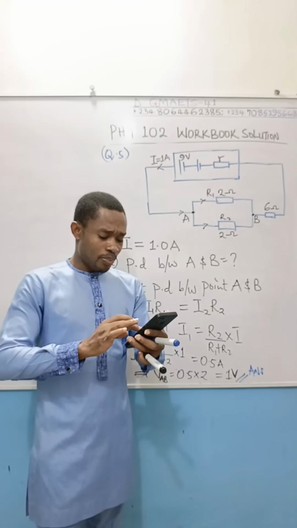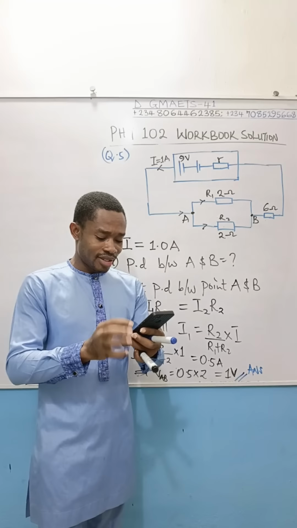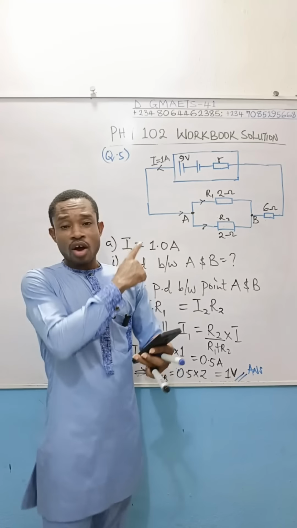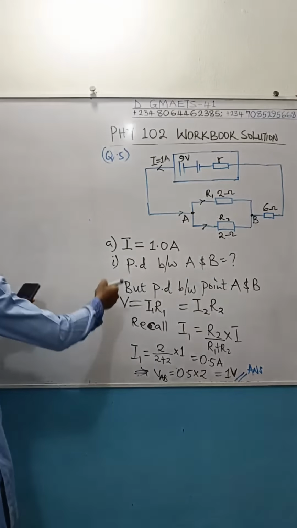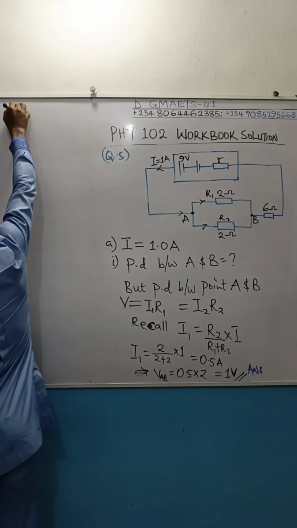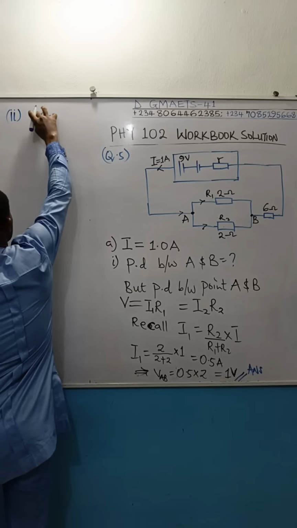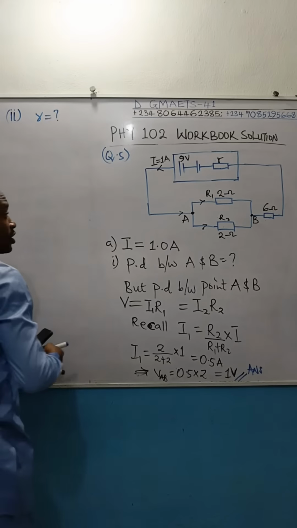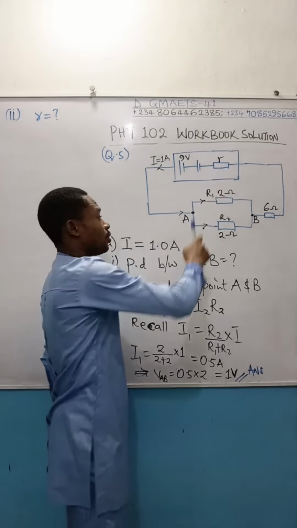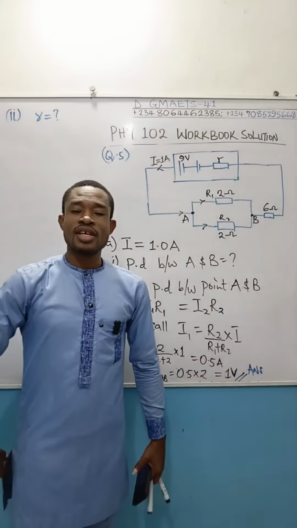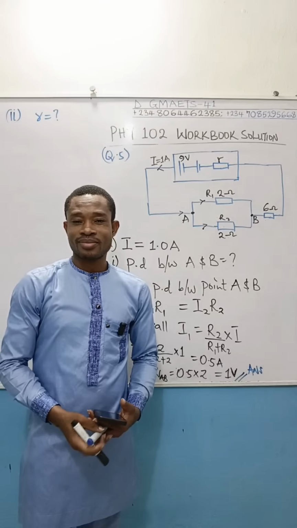All right, the second part of the question, we are asked to calculate the internal resistance of this circuit. That is part II. Internal resistance, we have to calculate it. We use small letter r to represent internal resistance, which we do not know. So how do we calculate the internal resistance of this circuit?